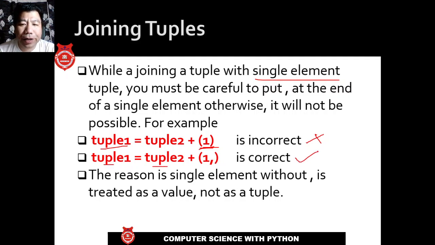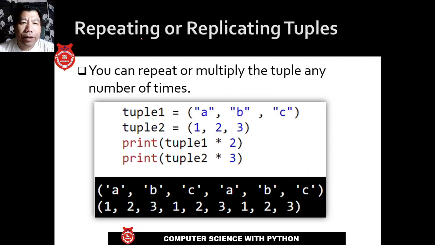This is correct because this is a tuple. So a tuple and a tuple can be combined. A tuple and a value cannot be combined. The reason is a single element without a comma is treated as a value and it is not a tuple. I hope it's clear. Now, repeating or replicating tuples.